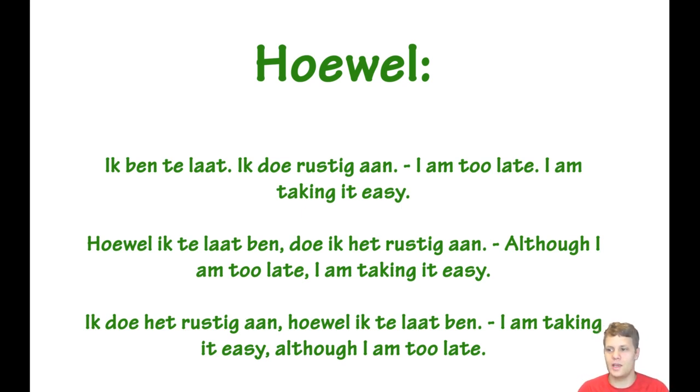Ik doe het rustig aan, same thing, I'm taking it easy. Hoewel ik te laat ben. So, although I too late am, that's what they say. Hoewel ik te laat ben. So if you put hoewel, although, in the second part of the sentence, it only messes up that part. If you put it in the first part of the sentence, it causes inversion in the first part of the sentence, and it reverses the verb and the person in the second part of that sentence. I hope that makes sense.